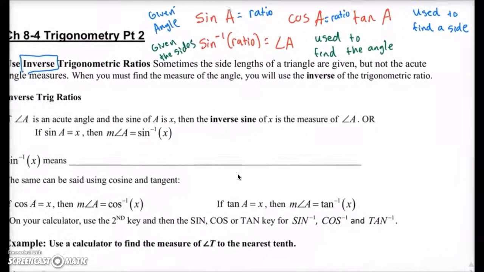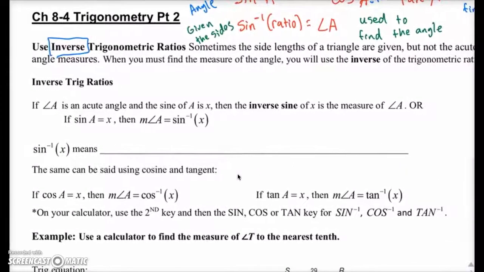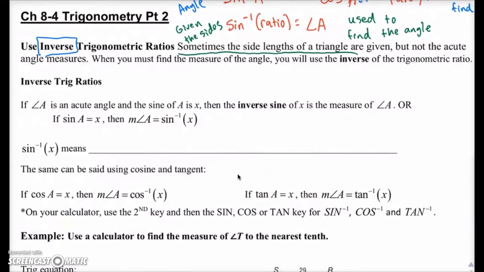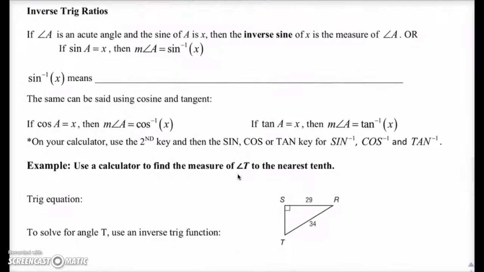Just real quick, I'm just going to read this out loud. Sometimes the side lengths of a triangle are given, but not the acute angle. When you must find the measure of the angle, you will use the inverse of the trigonometric ratio. Okay, so this is a brief definition right here.